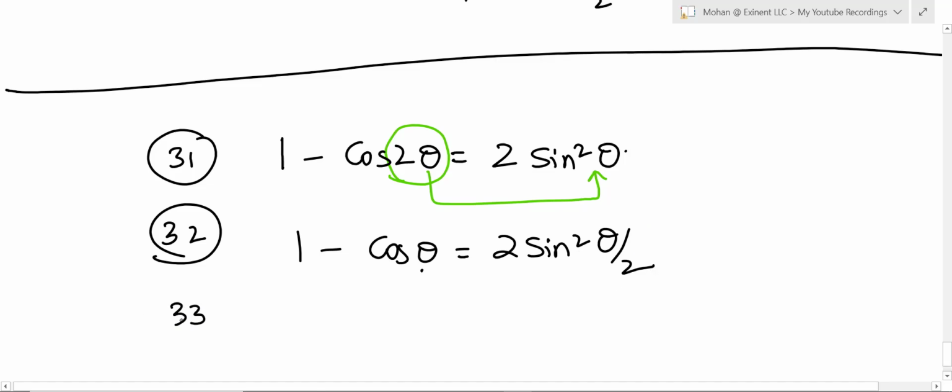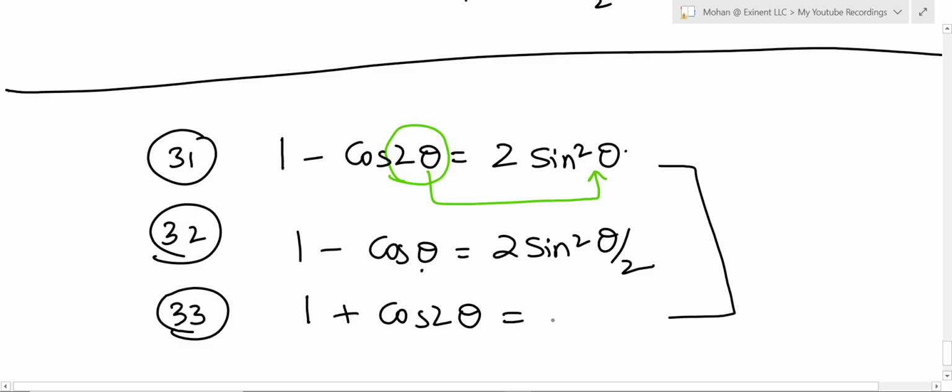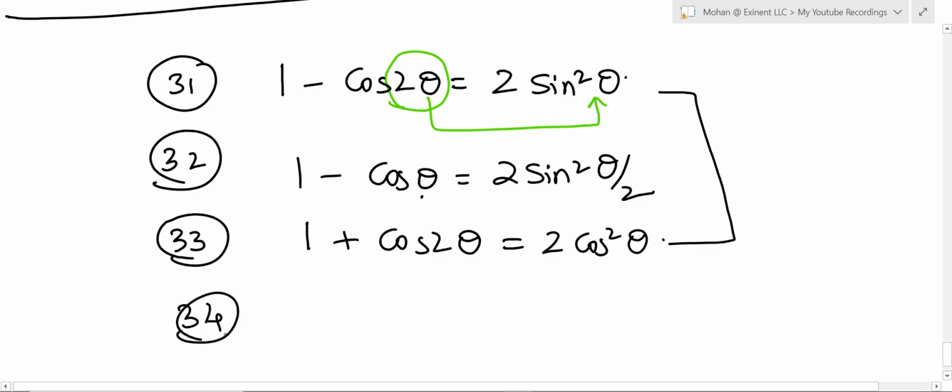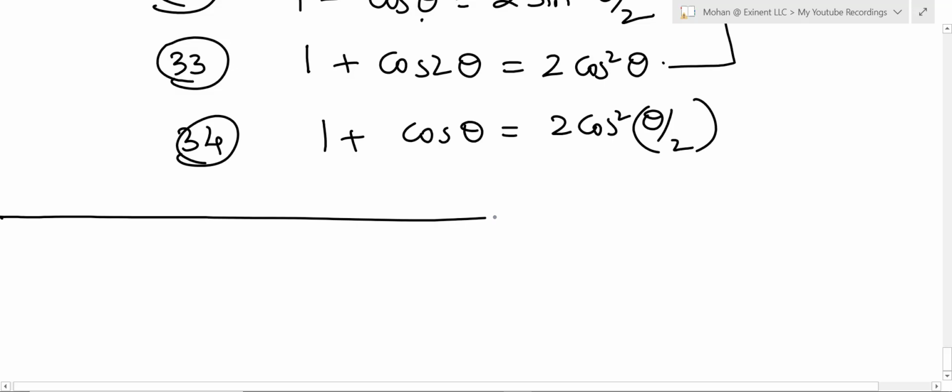Next one: how much is 1 plus cos 2 theta? Here 2 sine square theta has come, so this will become 2 cos square theta. In the same way you can write it: if there is theta instead of 2 theta, 1 plus cos theta will become 2 cos square theta by 2.